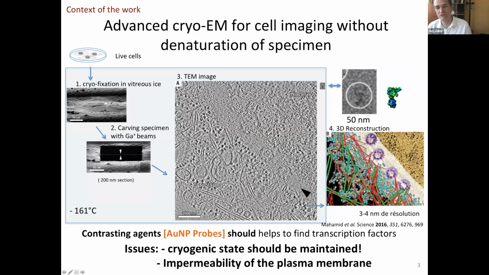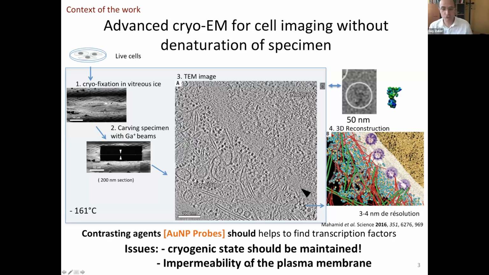The main issue with the nucleus is that it's pretty dense. So the idea is to use contrasting agents, and of the contrasting agents you can use for electron microscopy, gold particles are the most dense. They should be quite helpful to find anything in the nucleus, and then to try to reconstruct things within the nucleus.